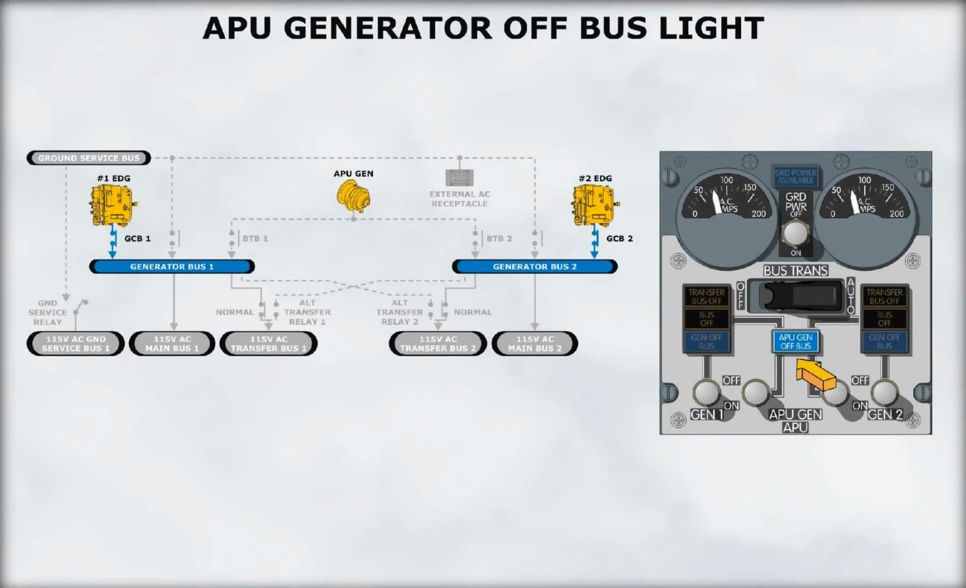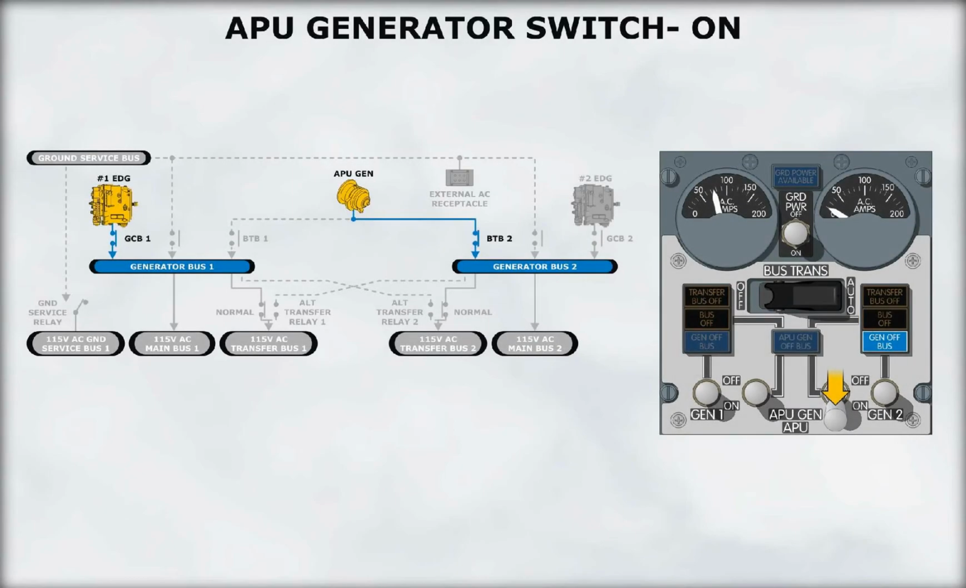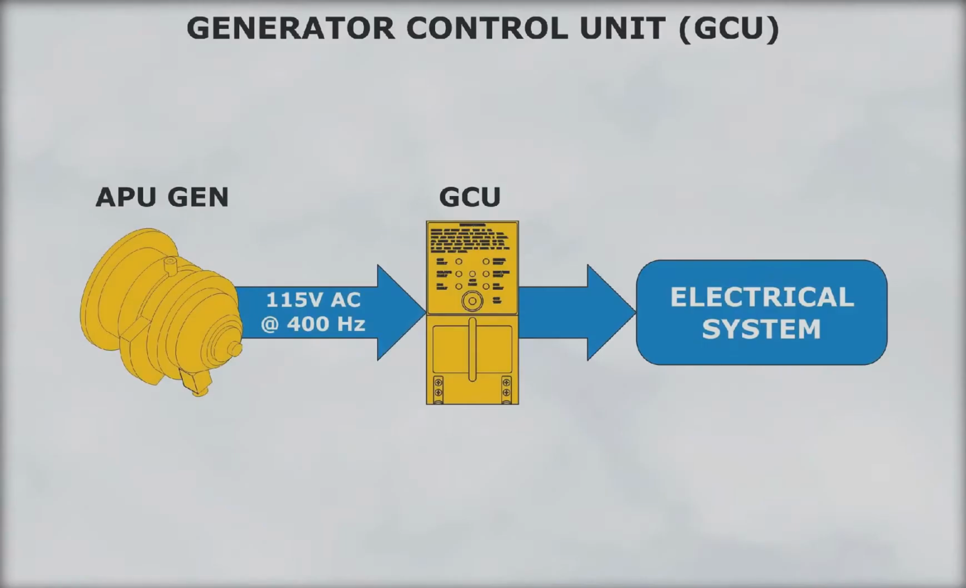A blue APU generator off-bus light illuminates when the APU generator is up to speed but is not connected to either generator bus. Placing either generator switch to on connects the APU generator to the respective generator bus and extinguishes the APU generator off bus light. The previous power source is disconnected when the APU powers either generator. The APU generator uses a generator control unit to verify that the APU generator output is within limits.